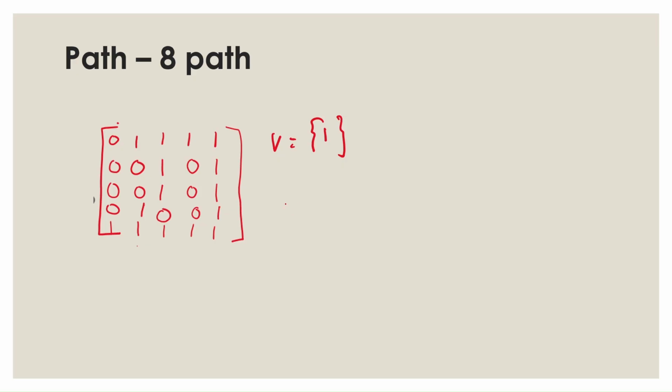Now let us consider the same example for 8 path. So let's take the starting pixel as P, ending pixel as Q and V as 1. So when we consider this pixel, we can either move horizontally or vertically. So horizontal direction, we have already seen, we can move like this. So the path 1 will be 1, 2, 3, 4, 5, 6 and 7.